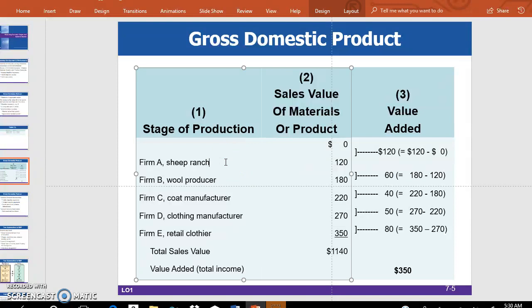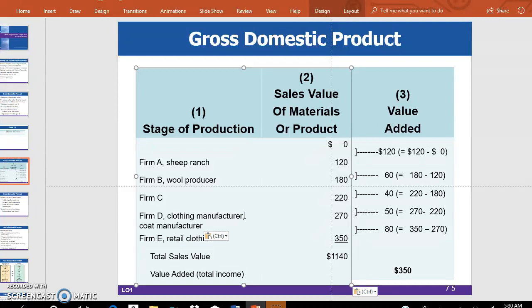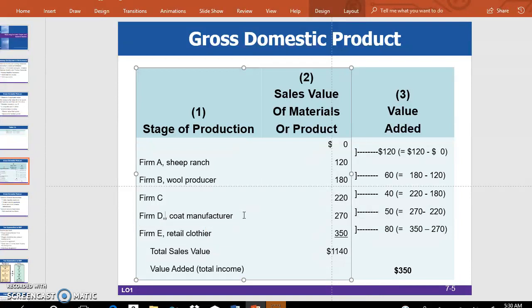Suppose we are talking about producing... here we have to make one change. Let me see if I can make this change. Okay, so suppose we are talking about what? Coat manufacturing. Coat manufacturing from the beginning to the end, it has, suppose, 5 steps, right?